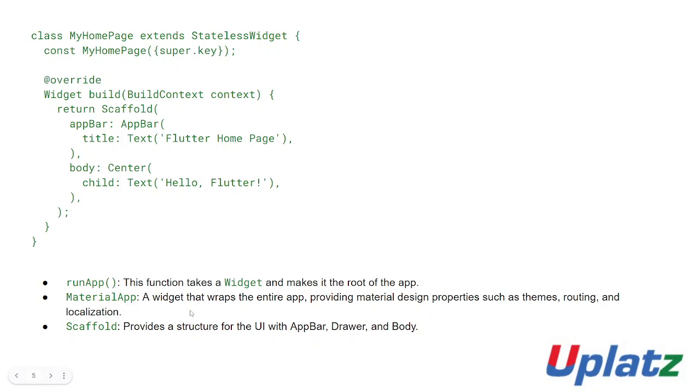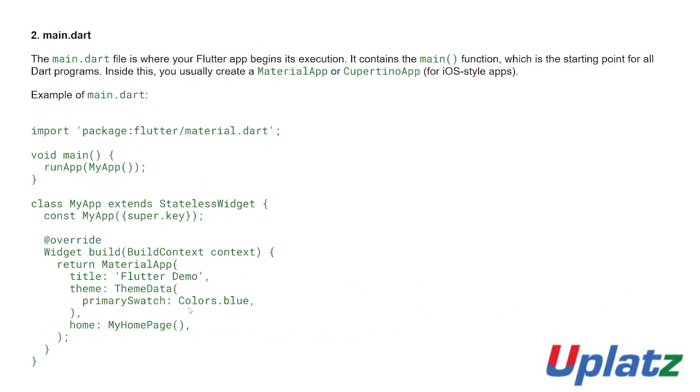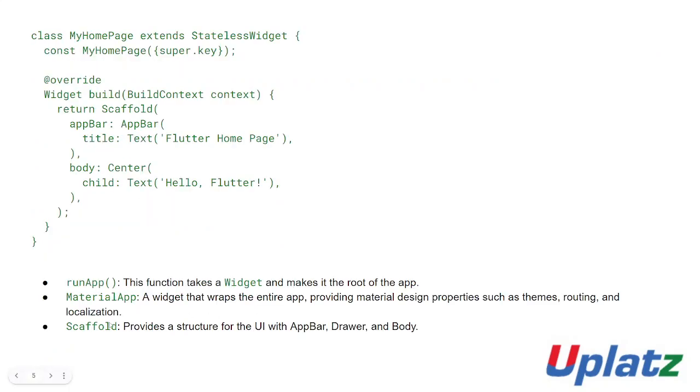Material app, a widget that wraps the entire app, providing material design properties such as themes, routing, and localization. This material app's build method returns a widget also. So material app is also a widget. Everything is a widget. Scaffold provides a structure of the UI with app bar, drawer, and body.